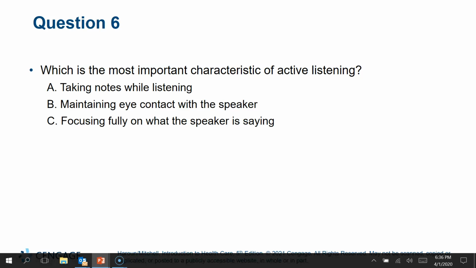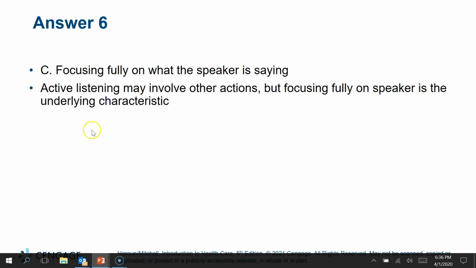So, when we ask the question, what is the most important characteristic of active listening? Is it taking notes while listening? Maintaining eye contact with the speaker? Or focus fully on what the speaker is saying? So, you might think, maybe there's a couple there, but the best answer for this is focusing fully on what the speaker is saying. You just need to listen, leave your biases outside the door, and truly listen to what the patient's saying.